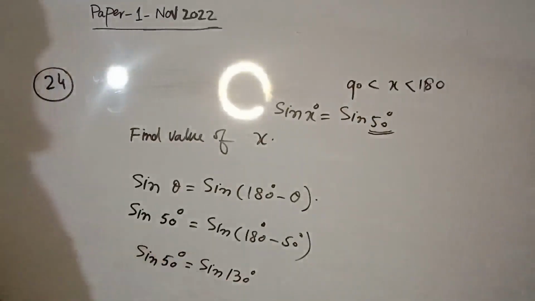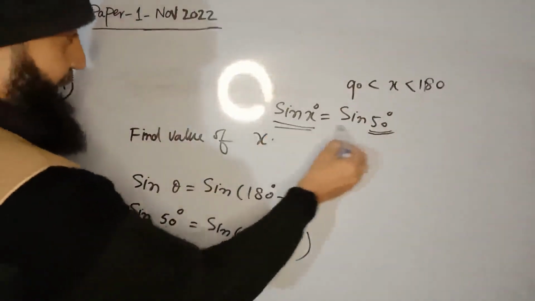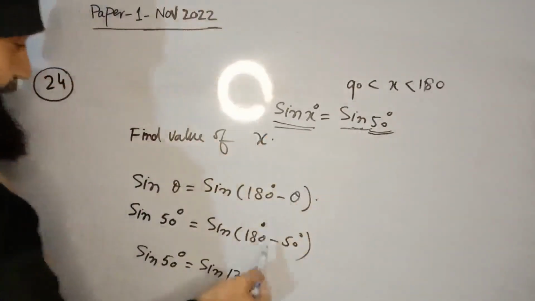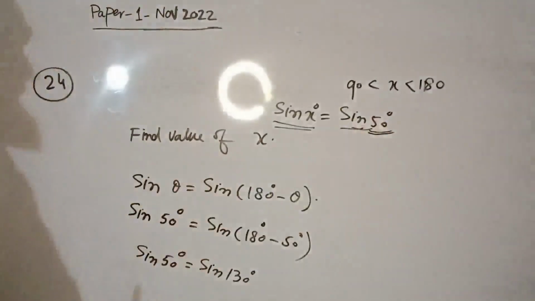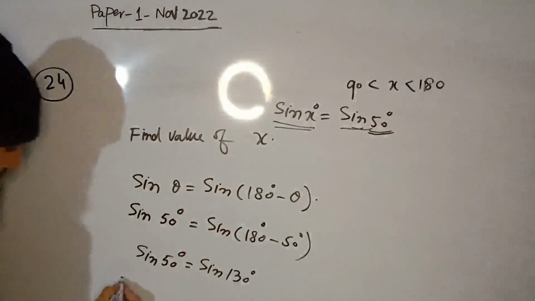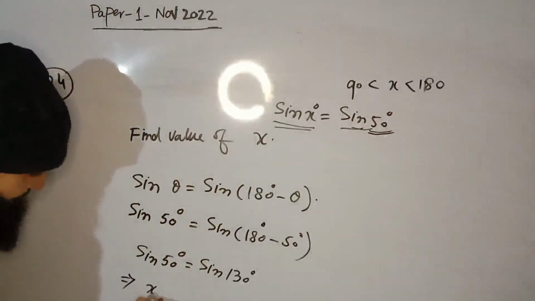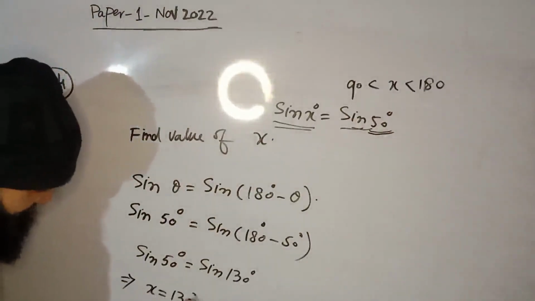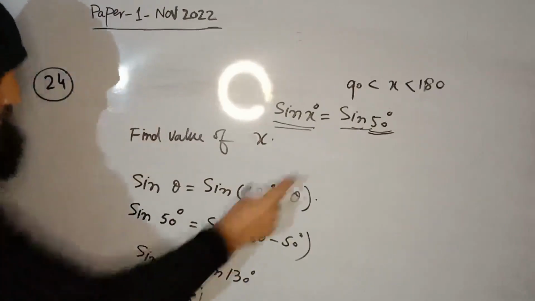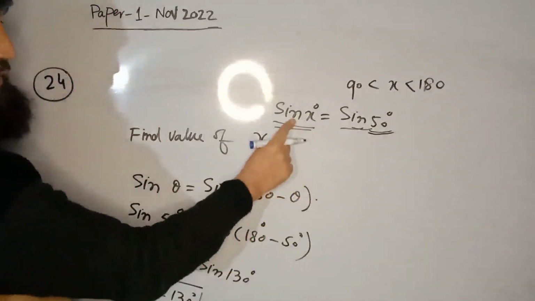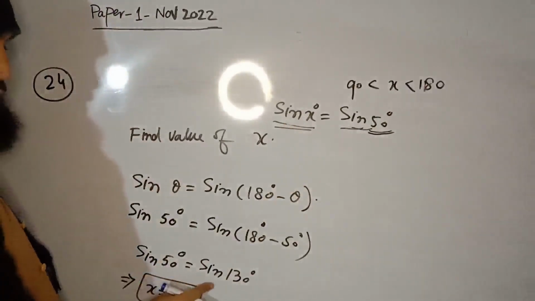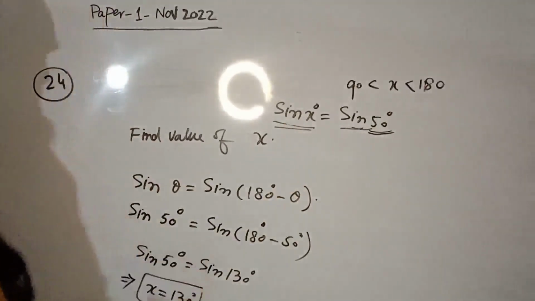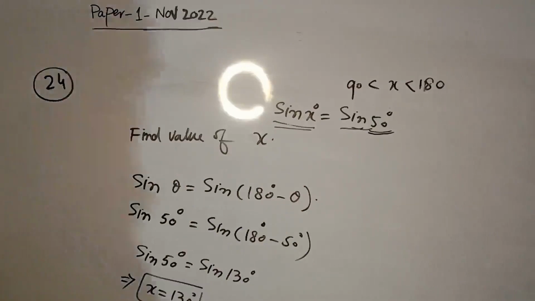But we know that sine x is equal to sine 50, and x is between 90 and 180. 130 is also between 90 and 180. This implies that x is equal to 130, because we know that sine 50 is equal to sine x, and here by formula, sine 50 should be equal to sine 130. Therefore x should be equal to 130. That's it.